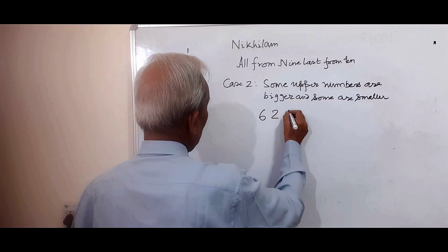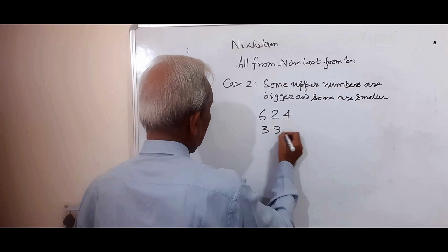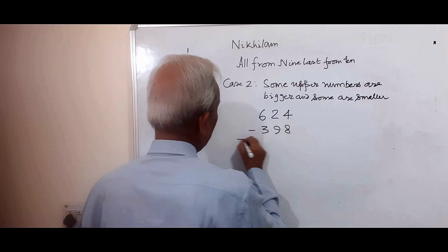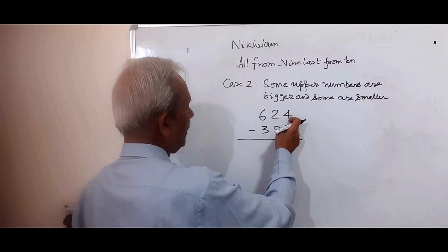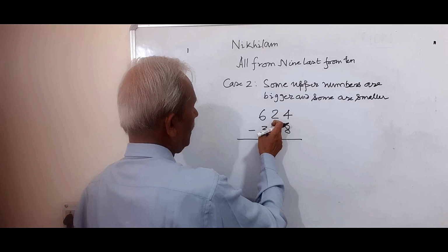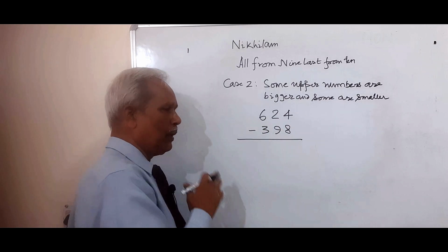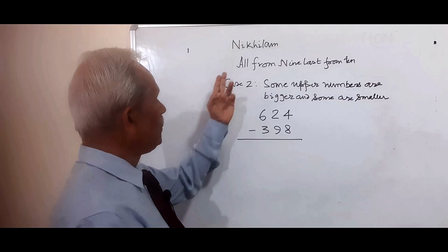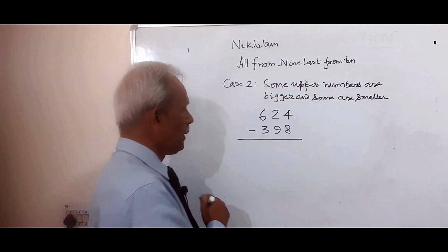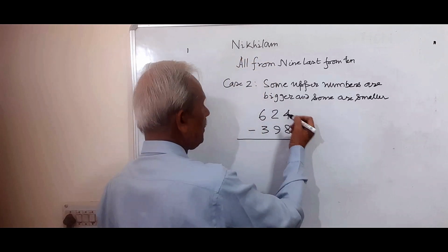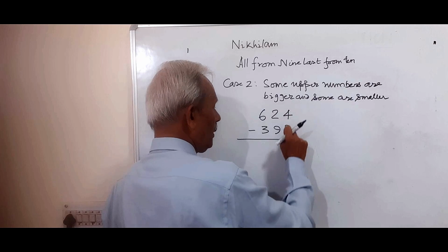624 to be subtracted by 398. Here you see, the upper number is smaller, here the upper number is smaller, here the upper number is bigger. Now this is the actual case where you do the subtraction, and we will be using this all from 9 and last from 10, right? So let us see. Now here the upper number is 4.